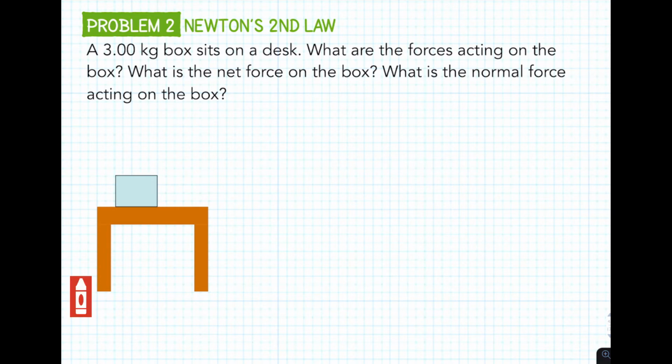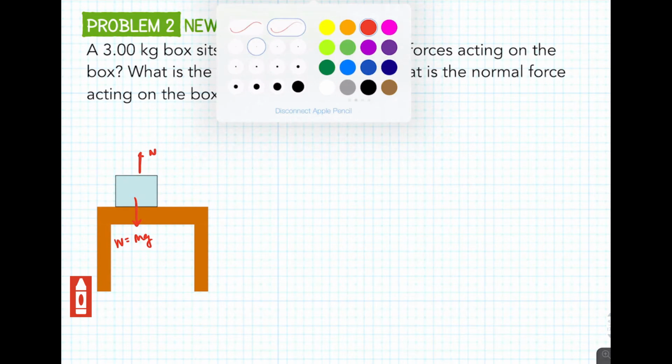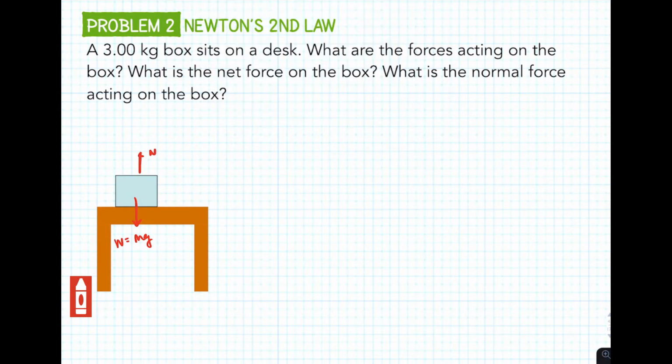So the forces, what are the forces? Normal force? Gravity. Okay, which we could call weight also. All right. So if we want to pick our coordinate system, which one do we pick? Just the boring one, right? So X and Y. So we draw our free body diagram.